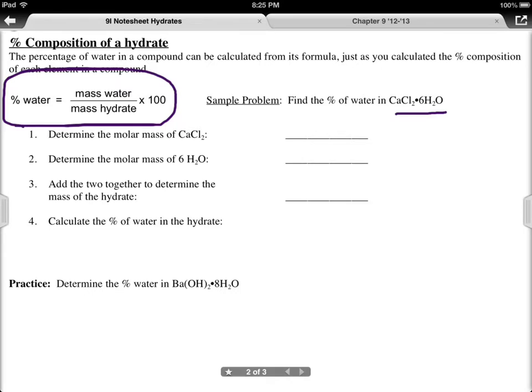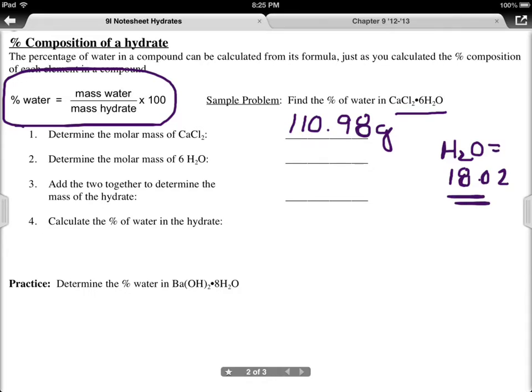So if you add up the molar mass of calcium and 2 chlorines from the periodic table, you're going to get a molar mass of 110.98 grams. Then we're going to determine the molar mass of 6 waters. Well, a single water molecule, 1 oxygen and 2 hydrogens, weighs 18.02 grams. That's its molar mass. So I have to take this value and multiply it by 6, and that gives me 108.12 grams. Add the two together to get the mass of the hydrate.